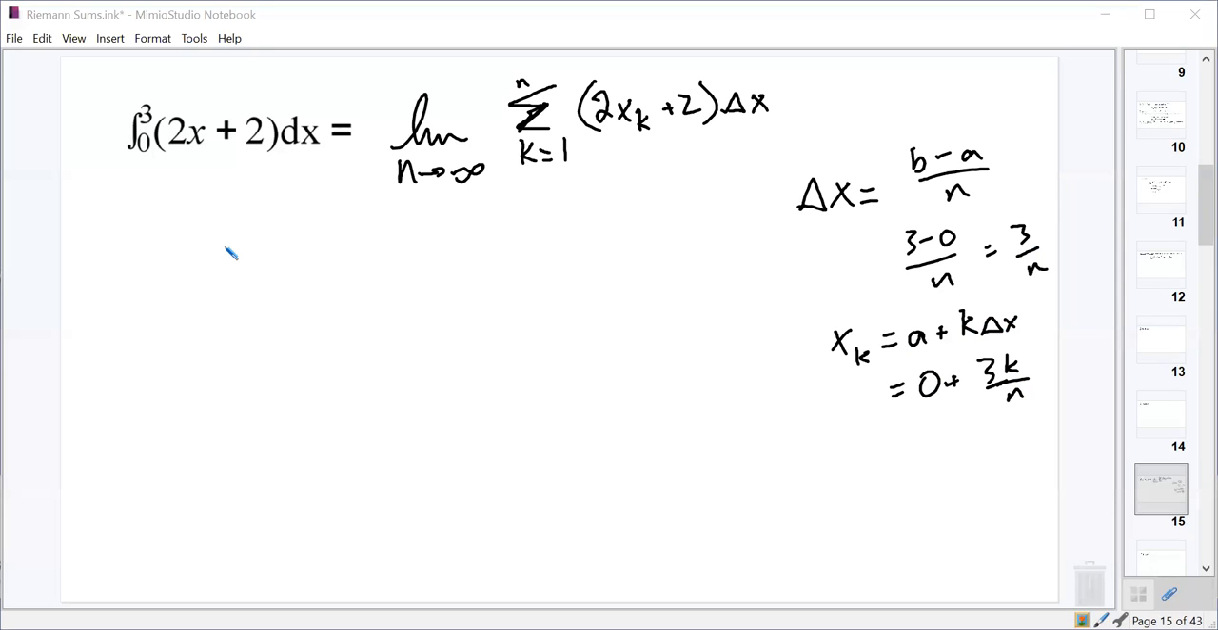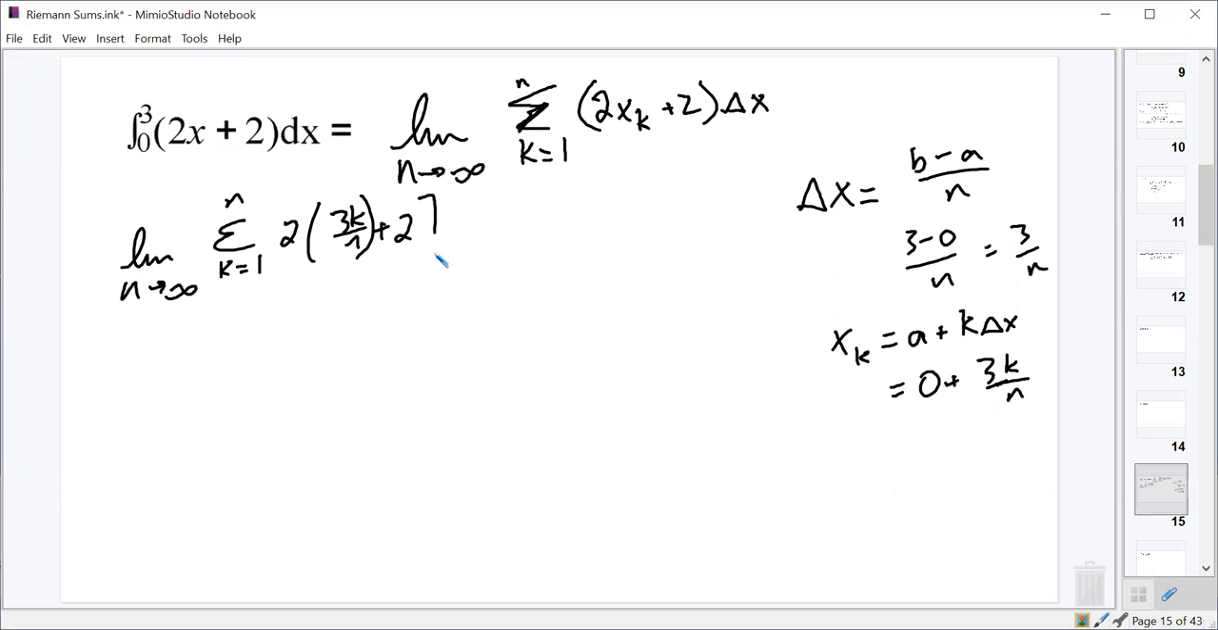Okay, so this ends up becoming the limit as n approaches infinity of the sum from k equals 1 to n of 2 times our x sub k, which was 3k over n, plus 2 times our delta x, which is 3 over n. Good or no? And then it's just a matter of simplification.